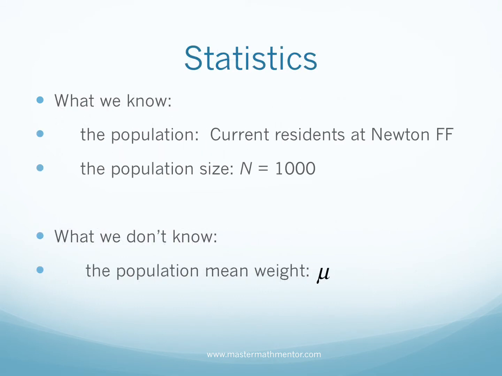So let's examine what we know and don't know. We know the population, the current residents at Newton Fat Farm. We know the population size, n equals 1,000. However, we don't know the population mean weight. Since this is a parameter, we use the Greek letter mu to describe the unknown population mean.